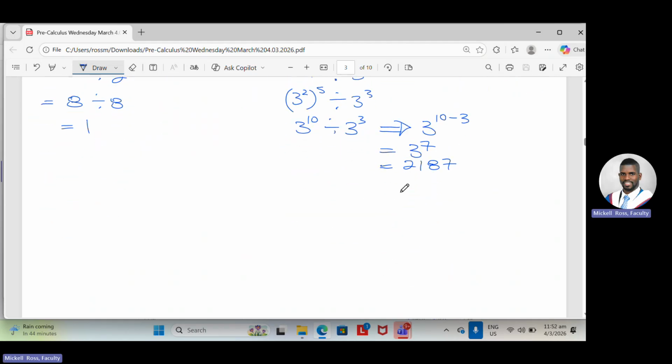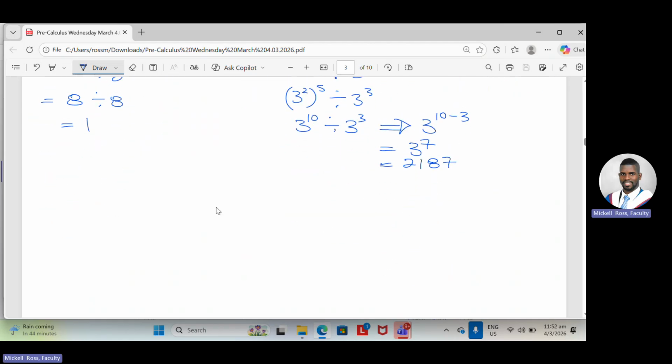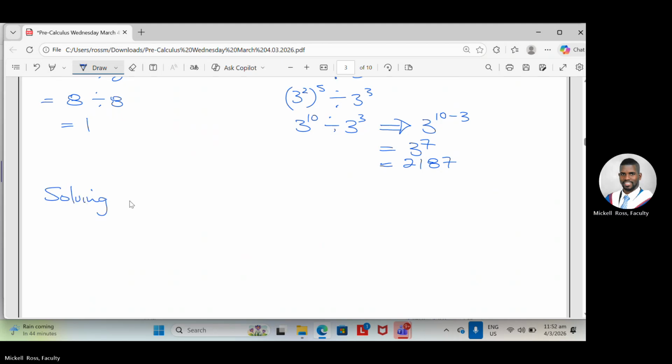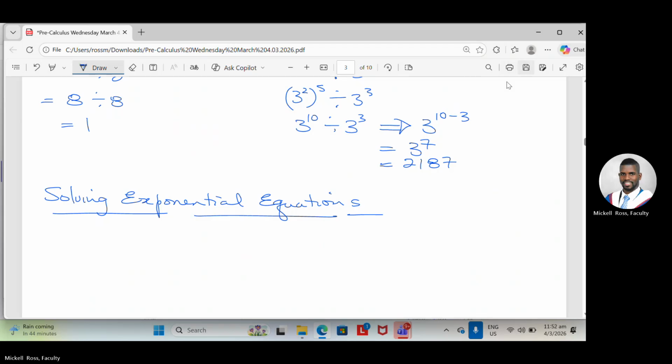What we're going to look at now is what we call solving exponential equations. So we're going to be solving exponential equations.